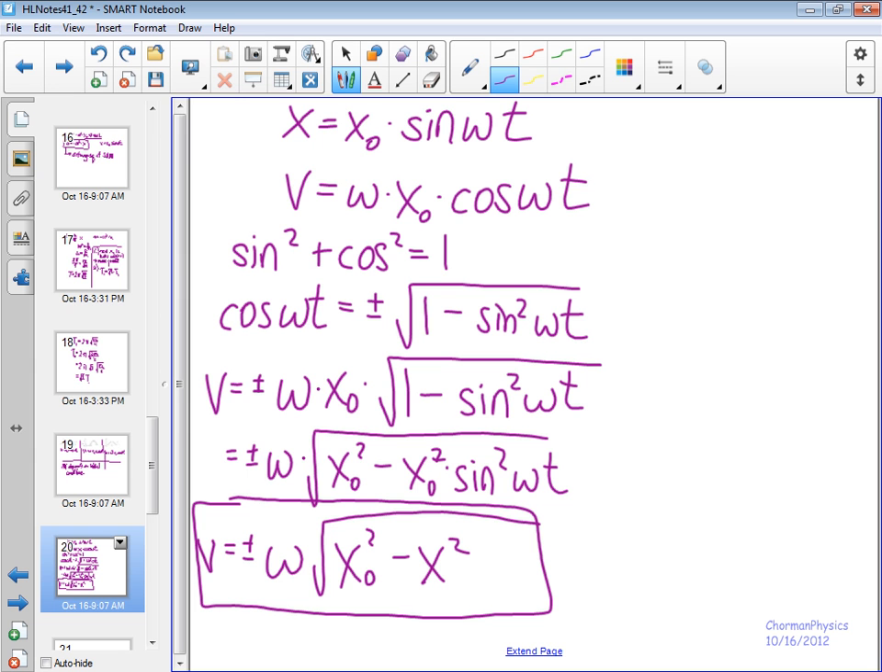And this is a big one. This is one that's very, very helpful to us. If we want to calculate velocity and we don't have the time, we can do that. We just need the displacement, the amplitude, and the angular frequency. Pretty cool.